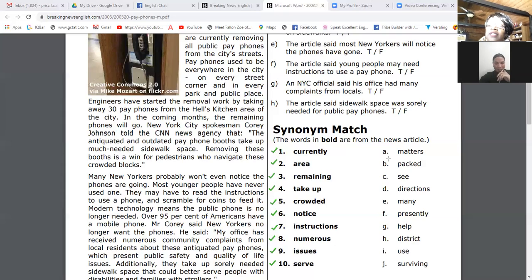Okay. Now, let's look at the words A through J. Pronounce all of those words for me. Okay, matters. Pact, see, directions, many, presently, help, district, use, and surviving. Okay. Do you have any questions about any of these words?